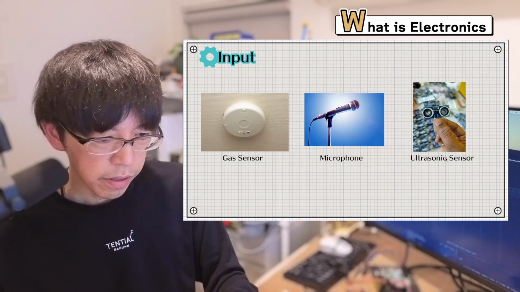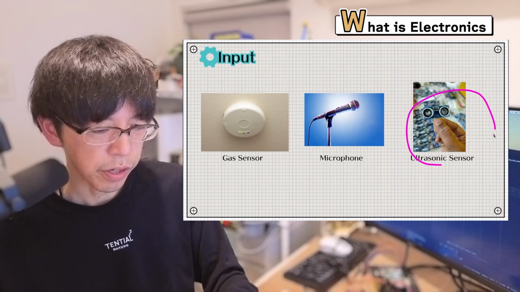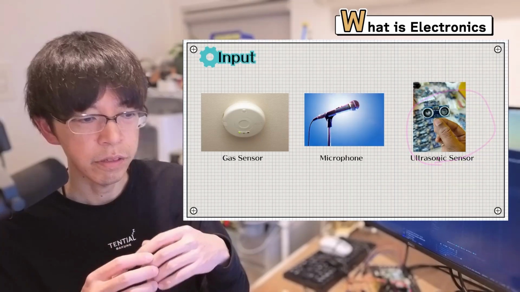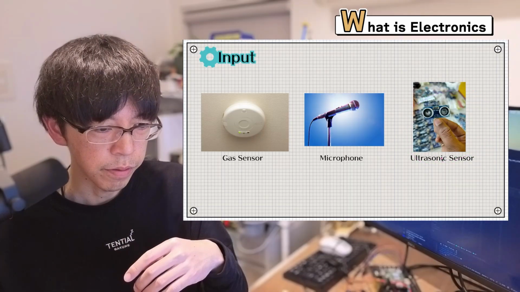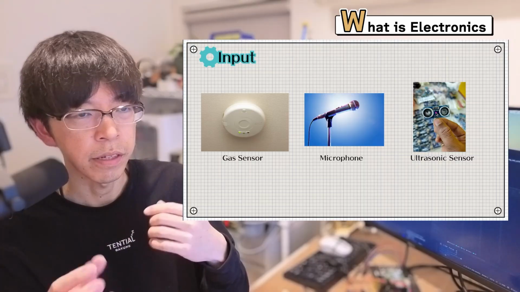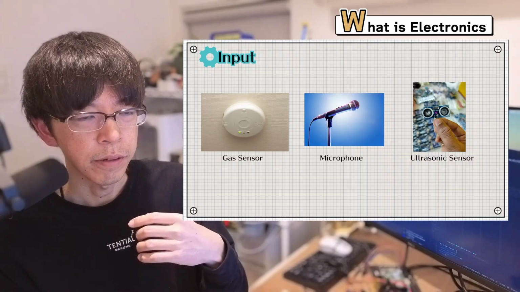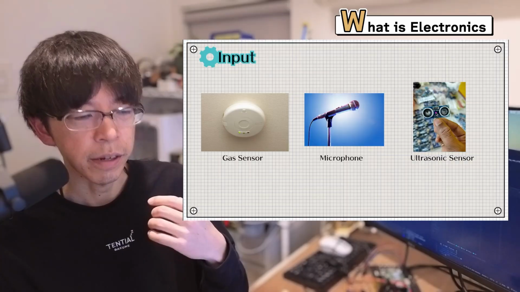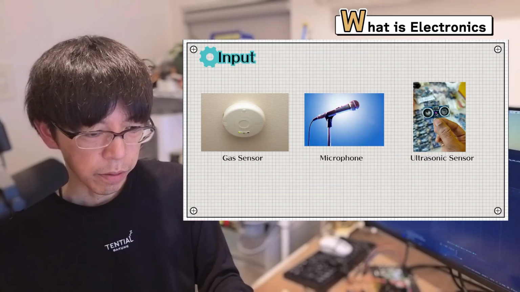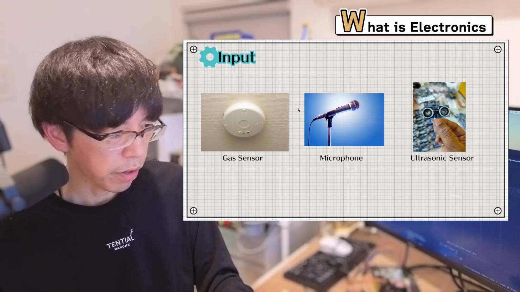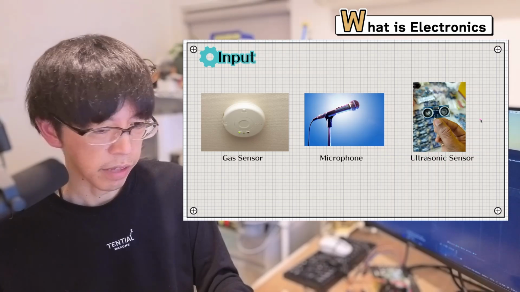Okay, and an ultrasonic sensor can detect the distance from this device to the physical body or physical stuff by using ultrasonic. Okay, this is input components example.